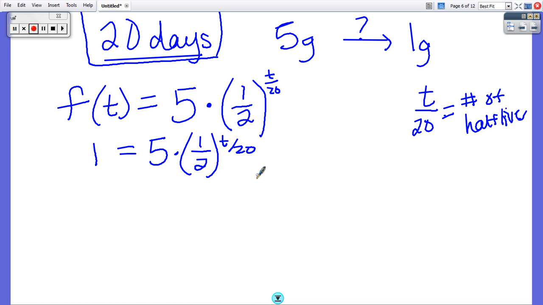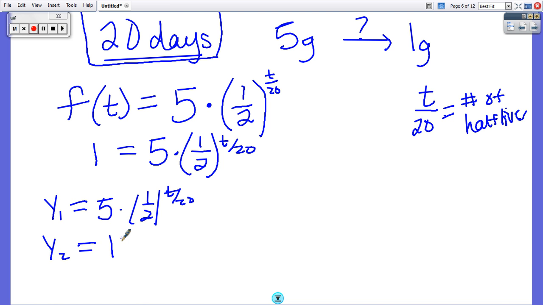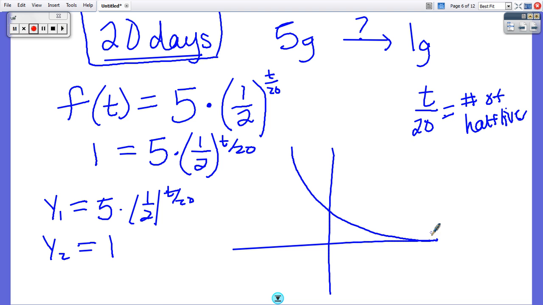Same thing. You got to graph both equations. So you go to y equals on your calculator. Under y1, you're writing 5 times 1/2 to the t over 20. Under y2, you're writing the constant 1. When you graph that, it's exponential decay, remember, so your graph is going to look something like this, and you're going to have a constant at 1. This is your intersection here. Intersection is where they're both equal to each other, and we want to find when they're both equal to each other.